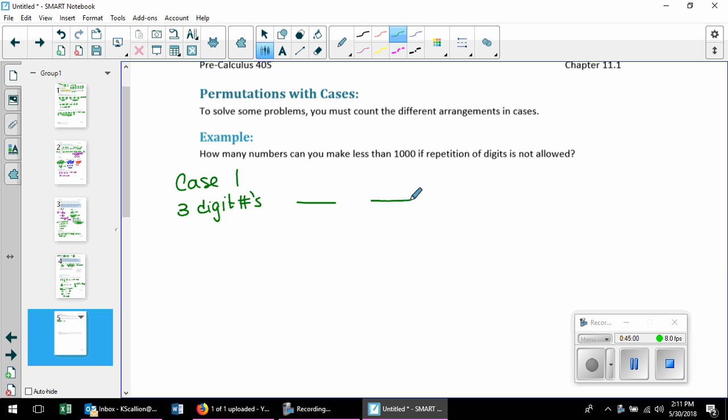So 1, 2, 3. Pretty easy, right? It says no repetitions. So what can be my first number? How many digits do I have to choose from? 9. Can't count 0, because if 0 is here, what does this make this? A 2-digit number. So I'm going to write a restriction: not 0. Because if it was 0 here, this would be a 2-digit number. So I have 9.